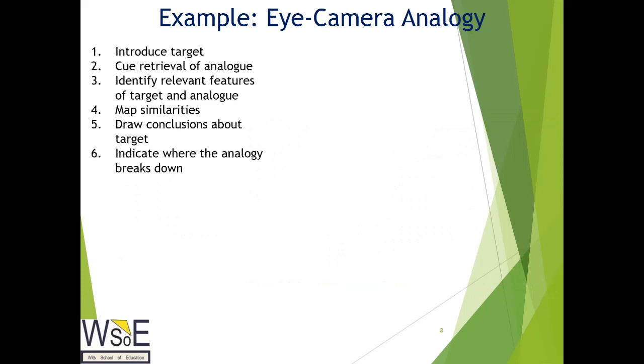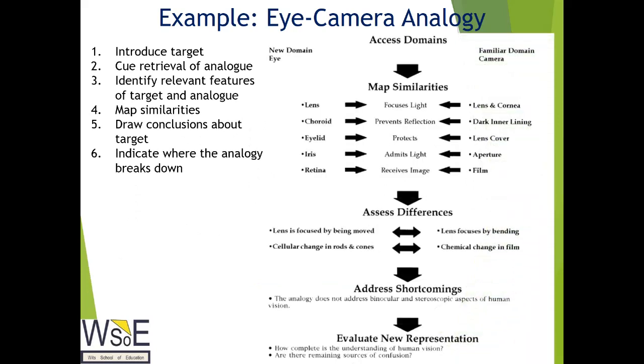Analogy. Okay, again, first introduce the target, the eye and how the eye functions. Cue the retrieval analog, the camera. Okay, what are the similar features? The lens to focus light. In the eye, the lens and cornea does that. The choroid prevents reflection. The camera has dark inner linings. The eyelid protects the eye. You have your lens cover. Your iris, which admits light, which is similar to the aperture. The retina is like the film.